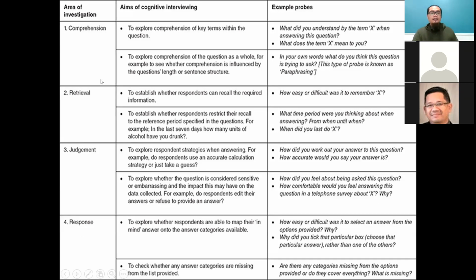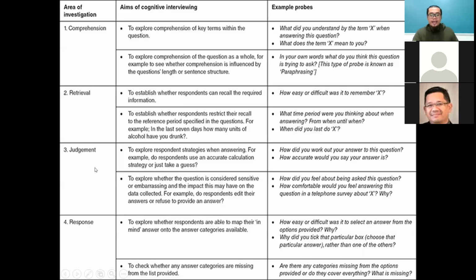Okay, the last one is response. Number 1, comprehension. Number 2, retrieval, judgment. The last one is response, to explore whether respondents are able to map their answer into the answer categories available, and also check whether any answer category is missing from the list provided. So this is response. How easy or difficult was it to select an answer from the options provided? Why did you tick that particular box, choosing that answer rather than one of the others? Are there any categories missing from the options provided to cover everything? What is missing? Okay, we start with comprehension, and the last one should be response. In between, we can investigate retrieval and judgment.